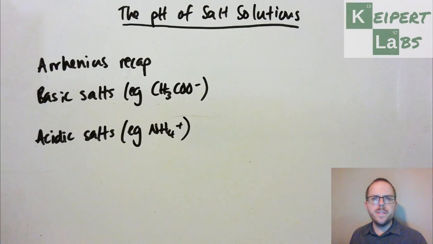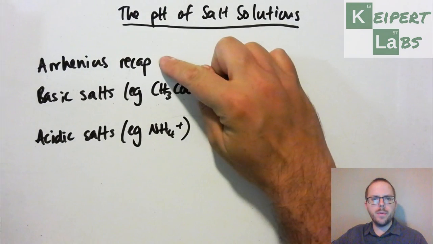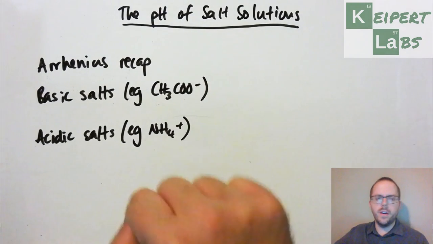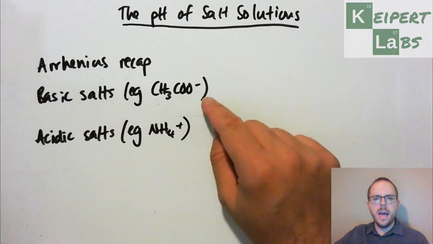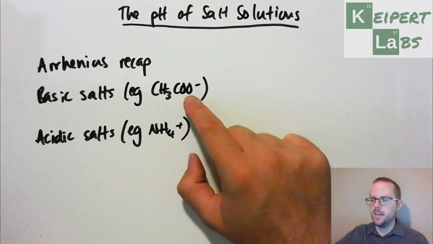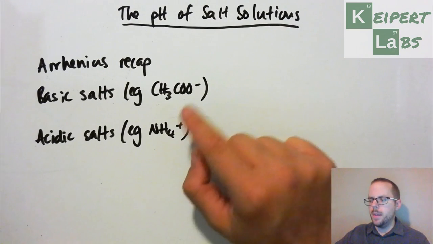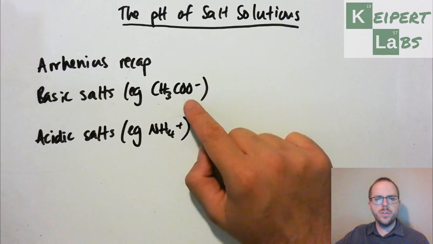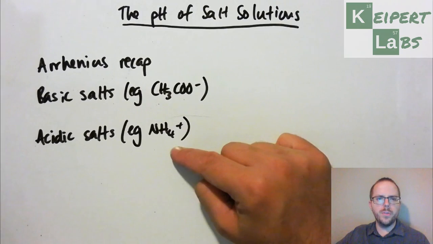We're going to talk about the pH of salt solutions. So we're going to start off by doing a brief little recap of the Arrhenius theory of acids and bases, and then we're going to go through some examples of basic salts and then acidic salts. And so we're going to use the examples of the acetate ion and the ammonium ion as test cases to demonstrate why some ionic compounds form basic solutions and some form acidic solutions, versus those that just form neutral solutions.